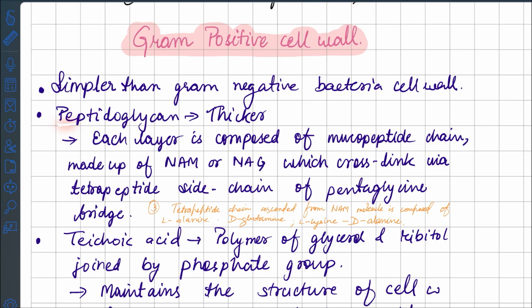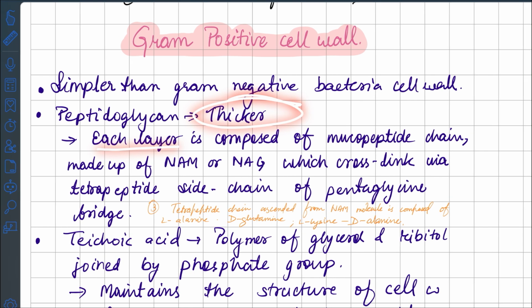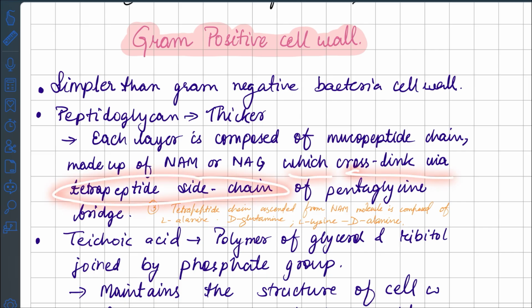The first layer here is peptidoglycan. The peptidoglycan layer in the gram positive bacterial cell wall is thicker. Each layer of peptidoglycan is composed of mucopeptide chains, and these mucopeptide chains are made up of NAM and NAG molecules, N-acetylmuramic acid and N-acetylglucosamine, which cross-link via a tetrapeptide side chain and a pentaglycine bridge.